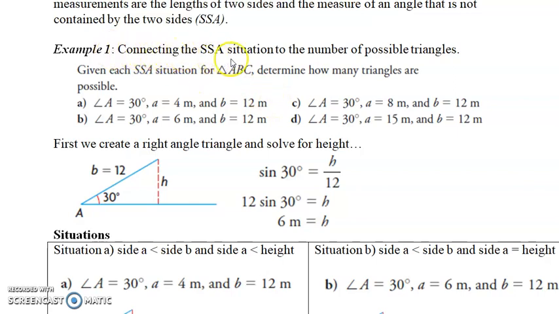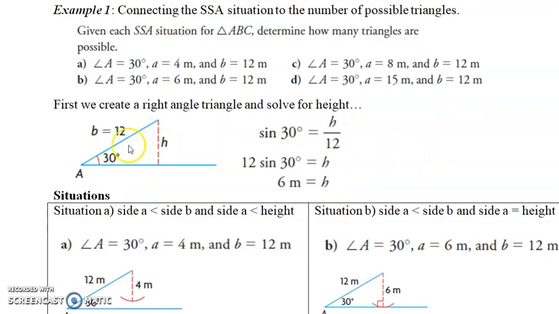So the first thing we're going to do is connect the SSA situation to a number of possible triangles. So that's side-side-angle, right? Side, side, and obviously one of those angles corresponds to one of the known sides. So let's look at a right angle triangle for the height, for example. Look at all these scenarios. All of these scenarios have an angle of 30 degrees for A, and they have a B of 12. The only thing that's changing is the opposite side length. And the book uses 4 different measures here for the opposite side of angle A.